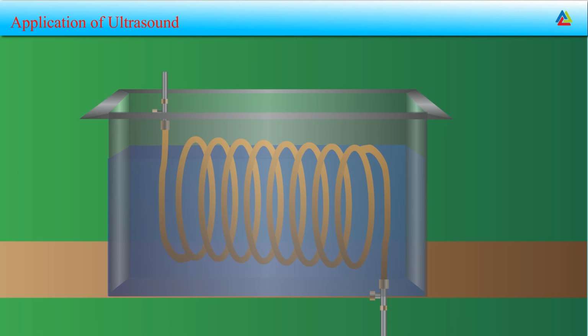Ultrasounds are used to clean industrial machine parts in which dirt is located in hard-to-reach places. Due to the high frequency, the particles of dust, grease, and dirt get detached and drop out. The objects thus get thoroughly cleaned.